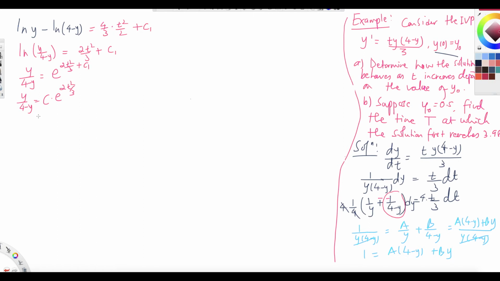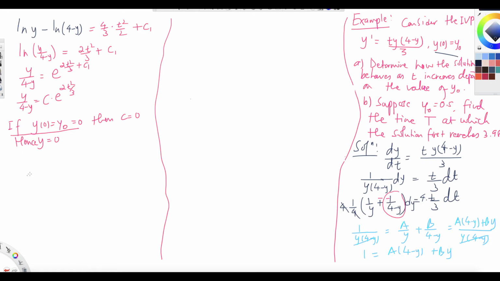Now let us see what happens if y0 equals 0. If y of 0 equals y0, and this value is 0, what will happen? That's what I'm going to show you first. Then you plug in t equals 0, and y at 0 will be 0. So 0 over 4 minus 0 is 0. So you'll get c equals 0. If c equals 0, the whole right hand side will be 0, right? In that case, y will be 0 as well. Hence y equals 0. This is one solution if the initial value is 0.